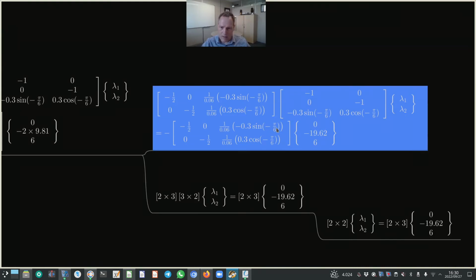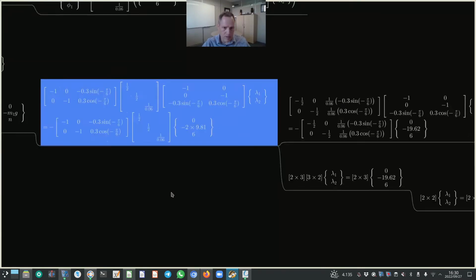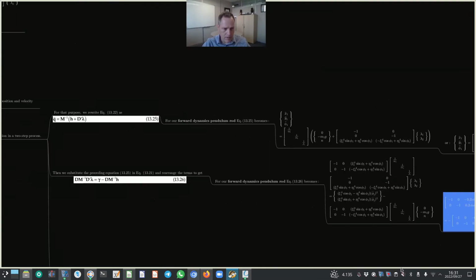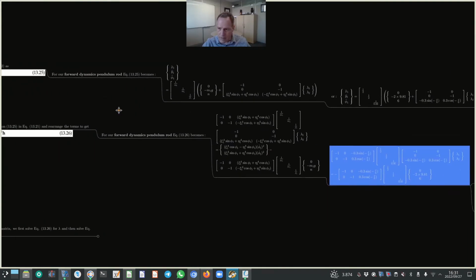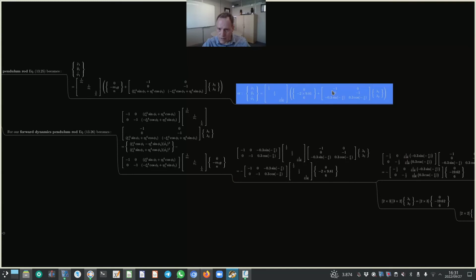But once again, on the right hand side, we know the orientation at the current time step, and we know the external forces. That's weight, that's straightforward, and we know the moment that we are applying. So we can solve this equation to find the Lagrange multipliers at the current time step. And with that, if we have the Lagrange multipliers at the current time step, we go to equation 1325.